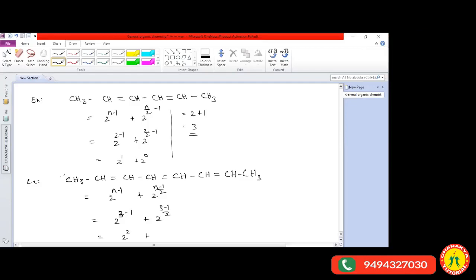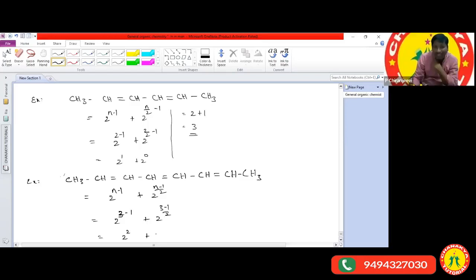So 3 minus 1 by 2 here, 2 power 2 you will get. That is 4 plus 2. So 2 power 2 by 2, how much will you get? 1 only. According to that, 2 square value is equal to 4, so 4 plus 2. The total number of geometrical isomers is equal to 6.